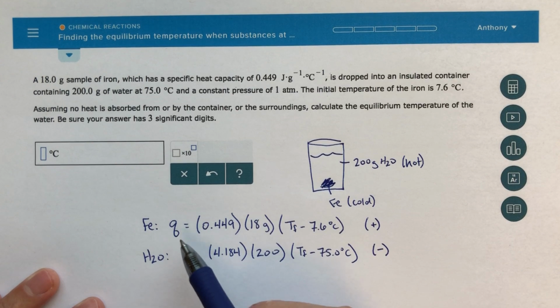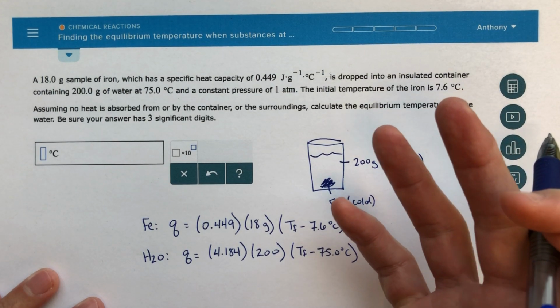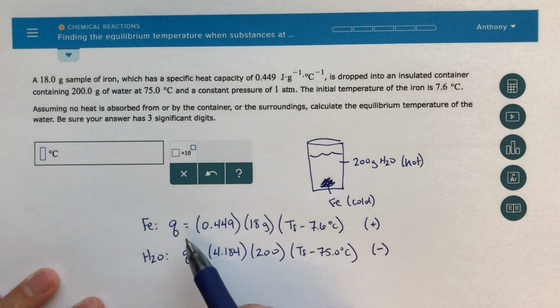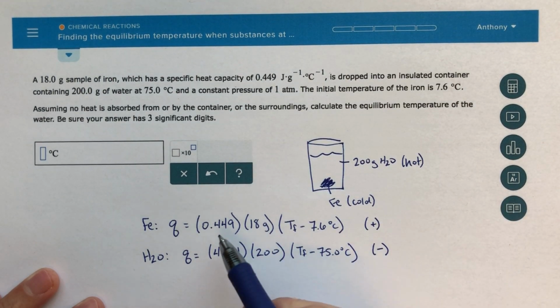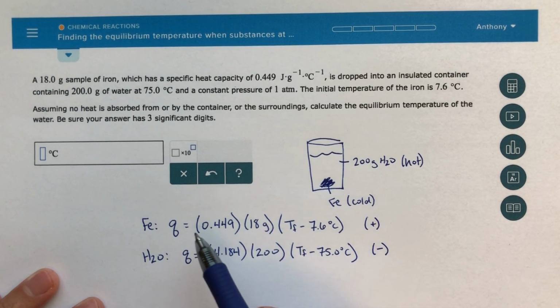So the value of Q is going to be the same, but the sign, the point of view, is going to be different, right? The water is going to be losing energy, while the iron is going to be gaining that energy in. So if I know that the value of these is the same, but the sign is different, then I can do a variety of tricks to set these equal to one another and solve for T final. Basically, I've got two equations, two unknowns, but I know there's a relationship between the Q of iron and the Q of water.